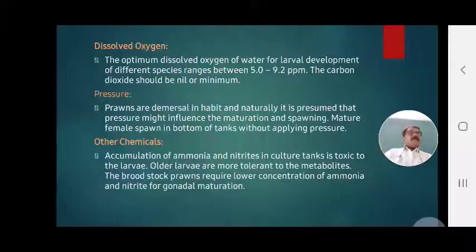This is another water parameter. The next water parameter is pressure. Prawns are demersal in habitat, and naturally it is presumed that pressure might influence maturation and spawning.